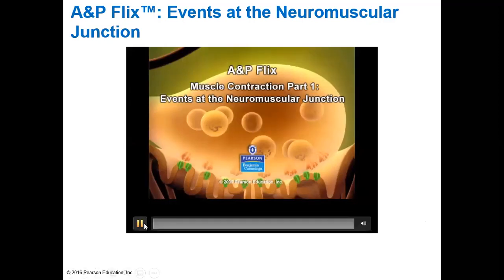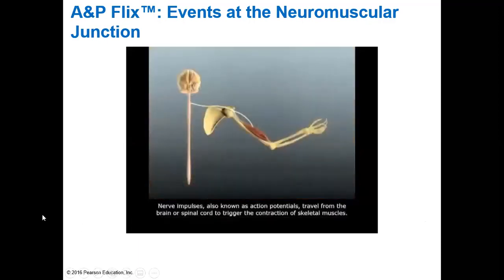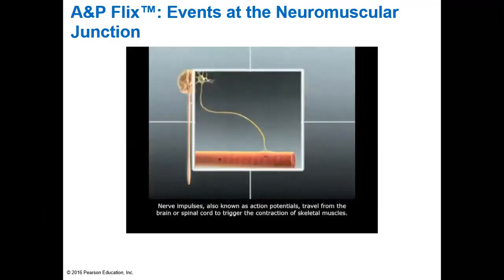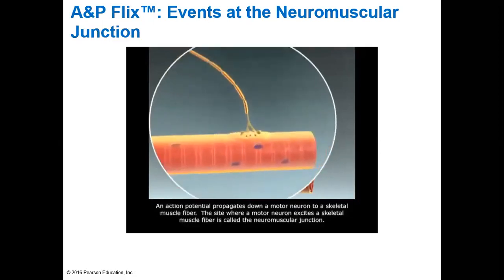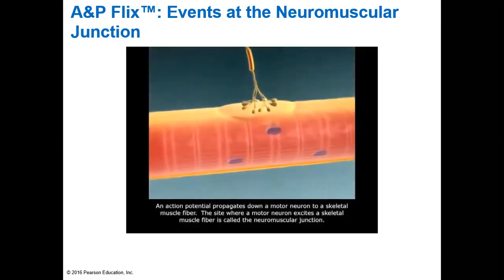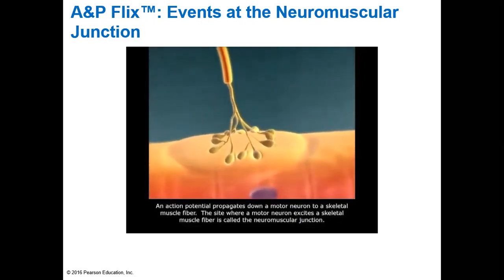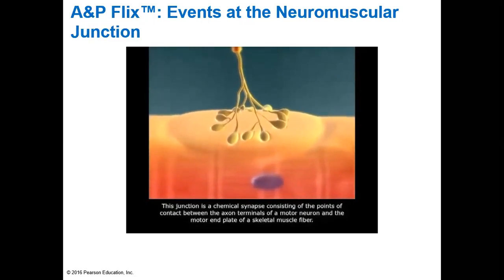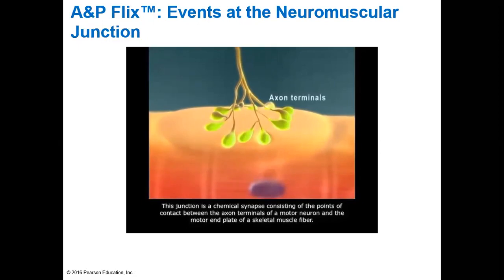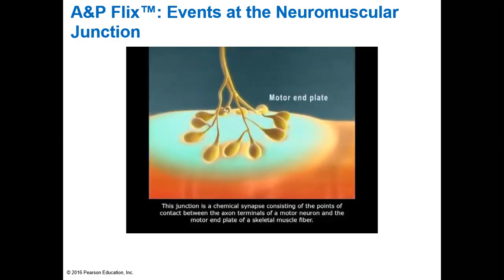Nerve impulses, also known as action potentials, travel from the brain or spinal cord to trigger the contraction of skeletal muscles. An action potential propagates down a motor neuron to a skeletal muscle fiber. The site where a motor neuron excites a skeletal muscle fiber is called the neuromuscular junction, or motor end plate. This junction is a chemical synapse consisting of the points of contact between the axon terminals of a motor neuron and the motor end plate of a skeletal muscle fiber.